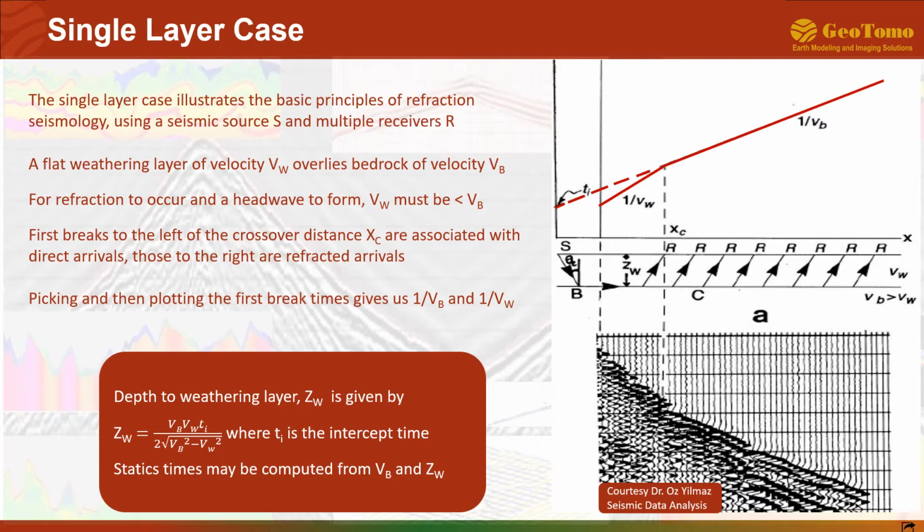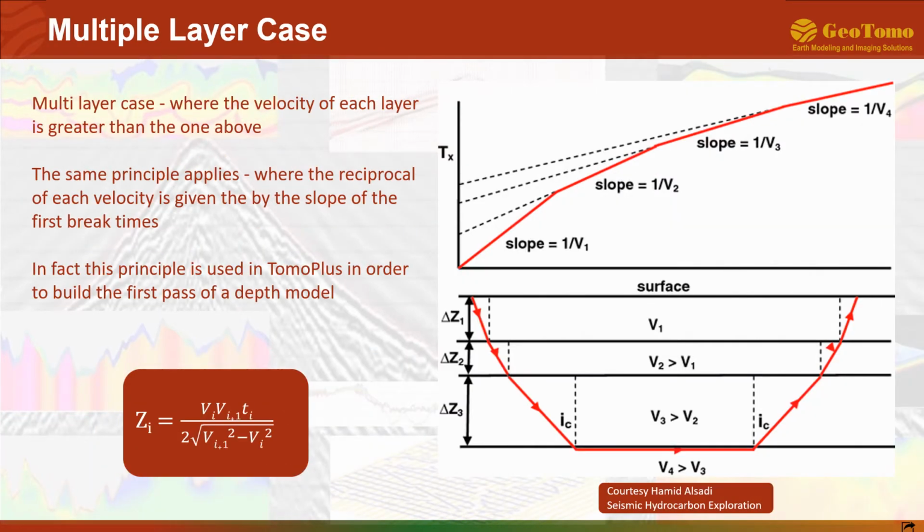The first breaks to the left of the crossover distance XC are associated with the direct arrivals, and those to the right are refracted arrivals propagated at VB. By plotting first break times, we can derive the weathering and basement layer velocities. Extrapolating 1 over VB gives the intercept time TI, so from the equation shown, we can find the depth to the weathering layer ZW.